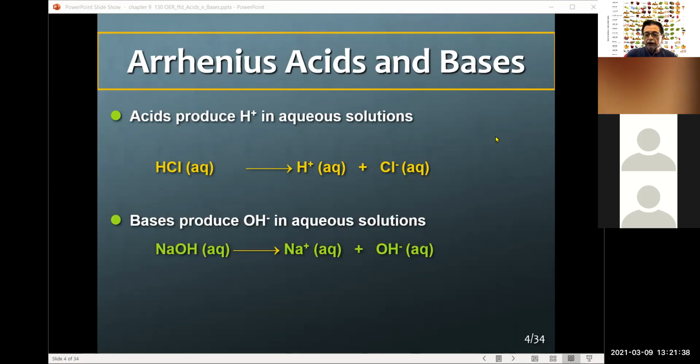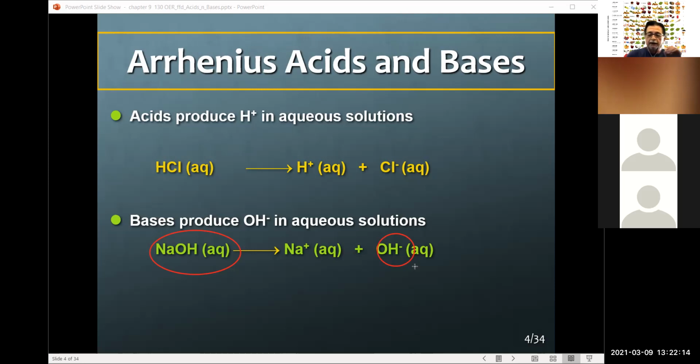Okay, now anything that produces the hydroxide ion, the polyatomic ion, in an aqueous solution, that's key, aqueous solution, is by definition an Arrhenius base. And so you have sodium hydroxide in the solid form. You place it in the water, okay, and it dissociates and produces the hydroxide polyatomic ion.